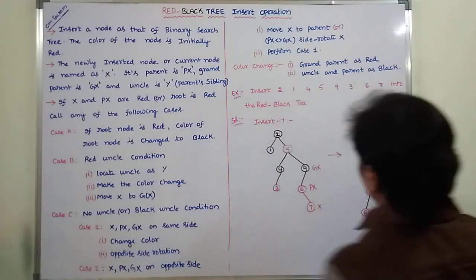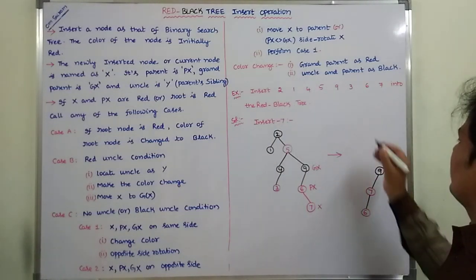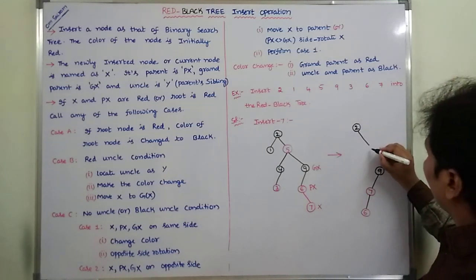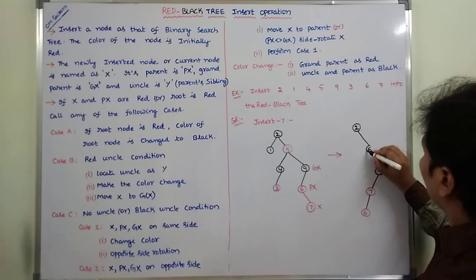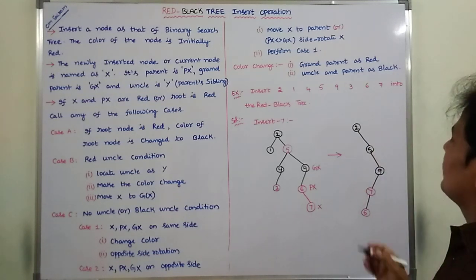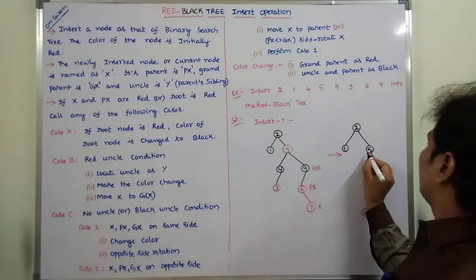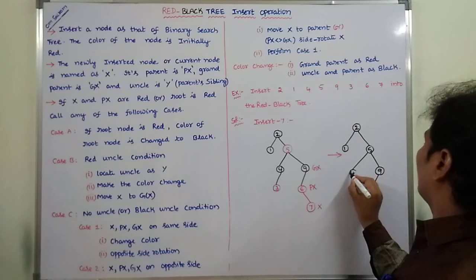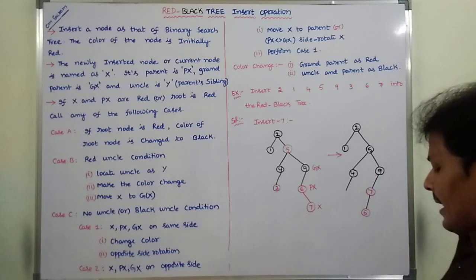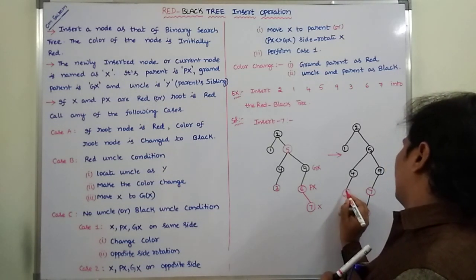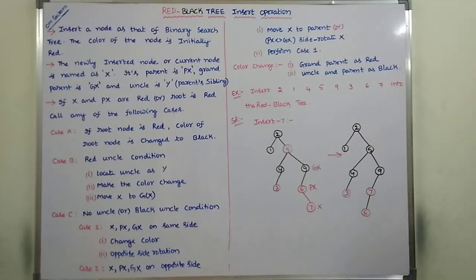The remaining tree does not change. This is 2 and this is 5 and this is 9 and this is 1 we are getting. Next, 5's left hand side is 4 and 4's left hand side is 3. So this is the tree we are getting. After performing step 1, the next one is perform case 1.